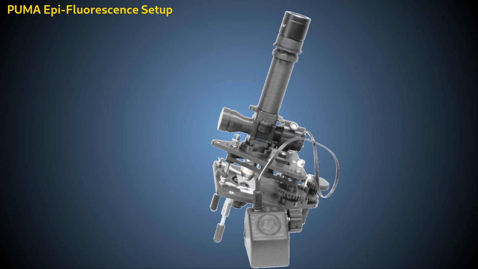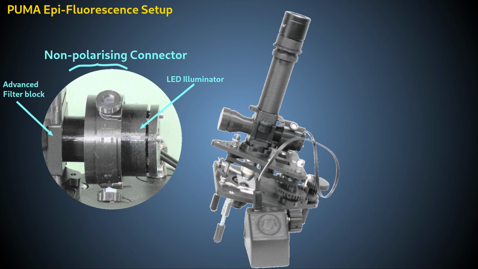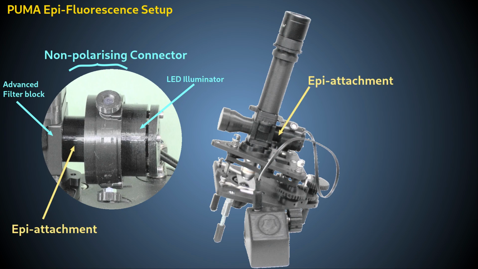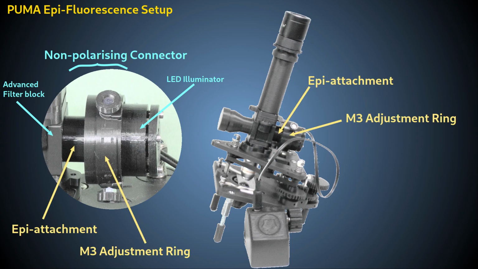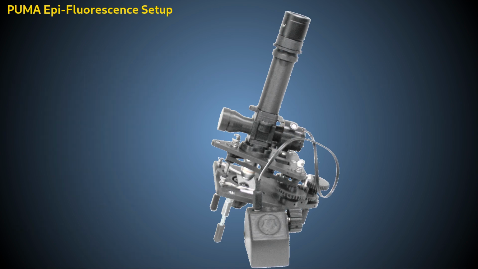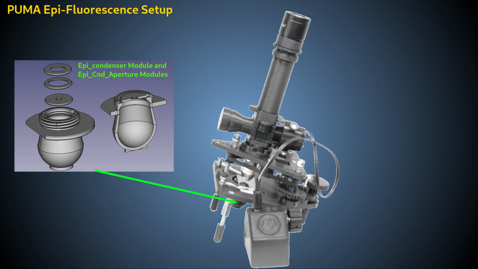The illuminator is connected to the Epi-illumination port of the advanced filter block with the non-polarizing connector, composed of the Epi attachment and M3 adjustment ring modules. To minimize any back-reflected blue excitation light, we'll be using the Epi condenser light sink under the stage.